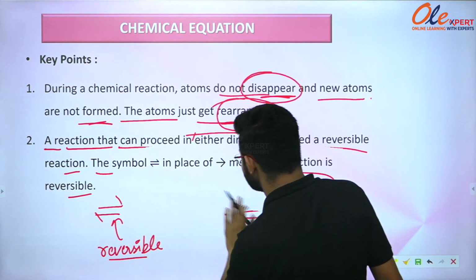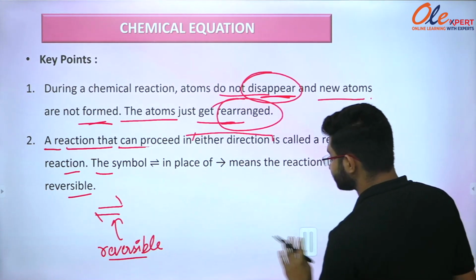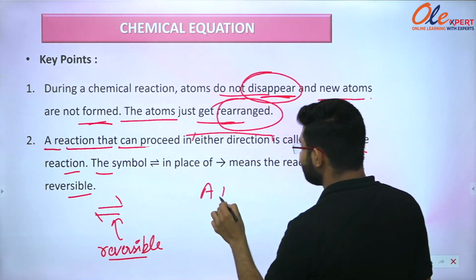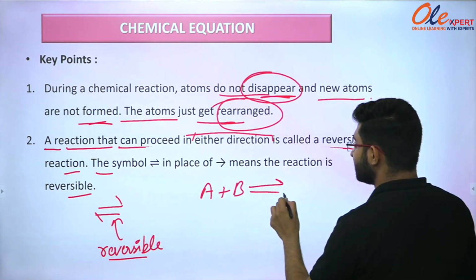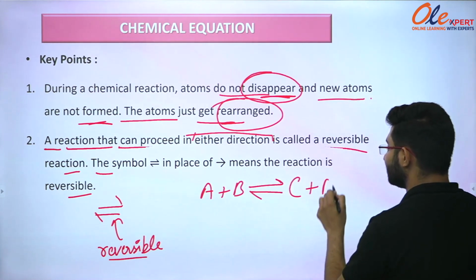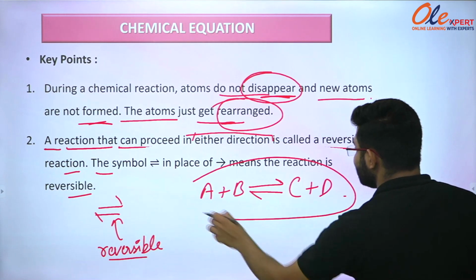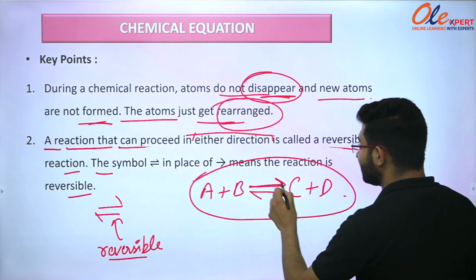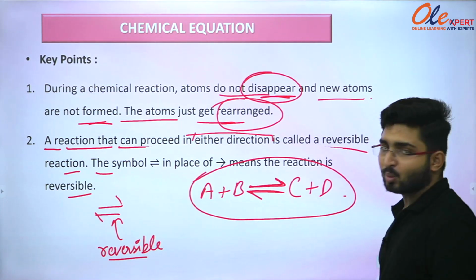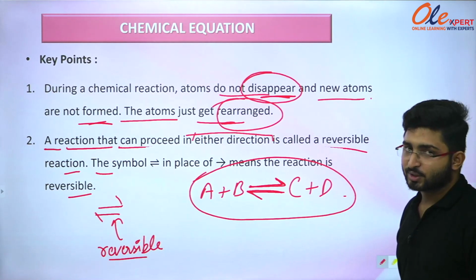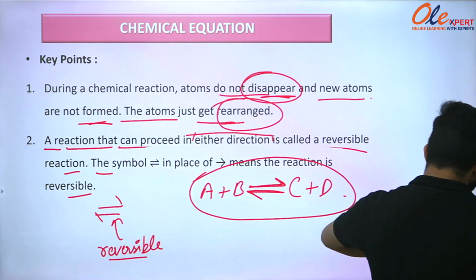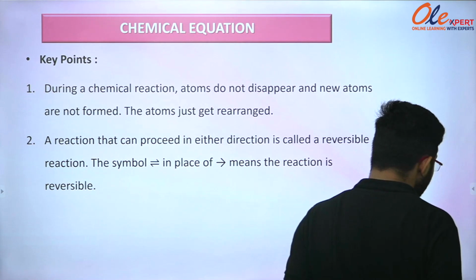So if I write the equation as A plus B is reversible with C plus D, it means that this is a forward directed as well as backward directed chemical equation. Okay, so these were the points that we have considered about chemical equations.